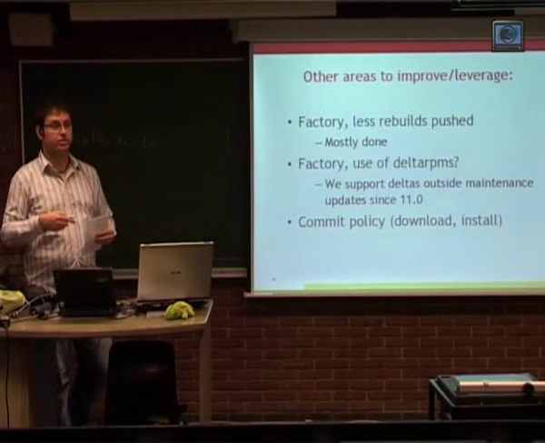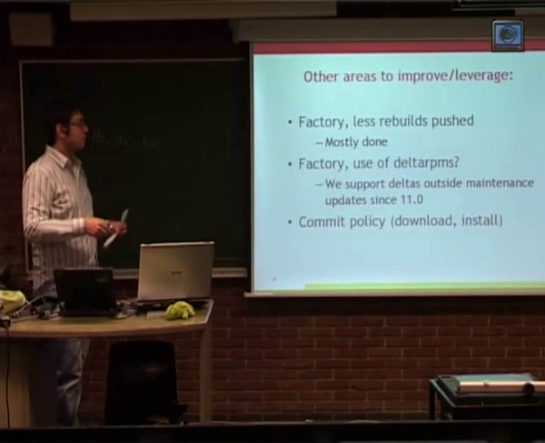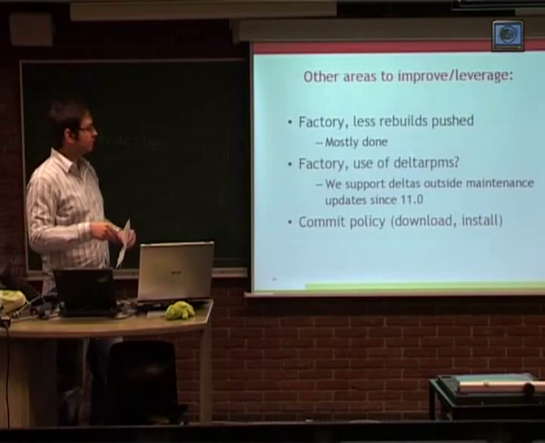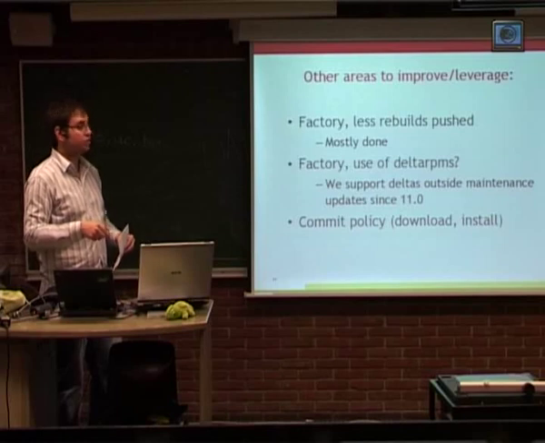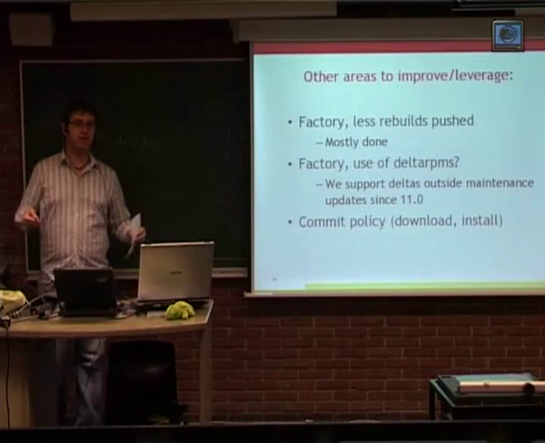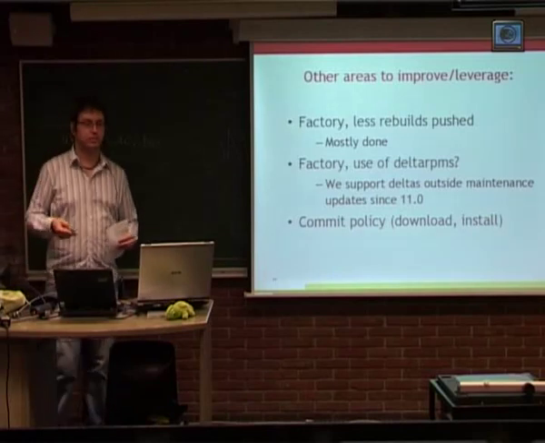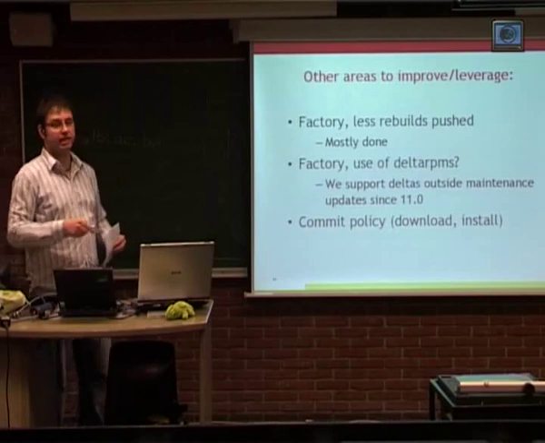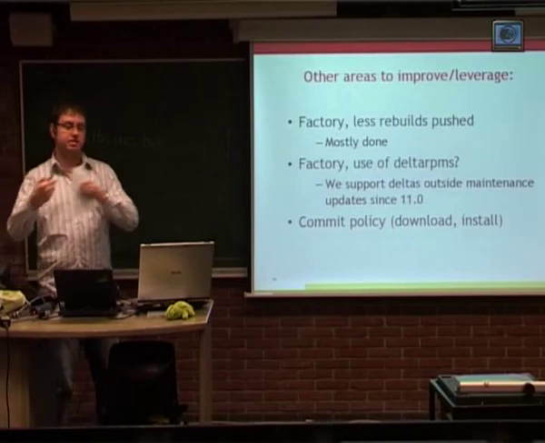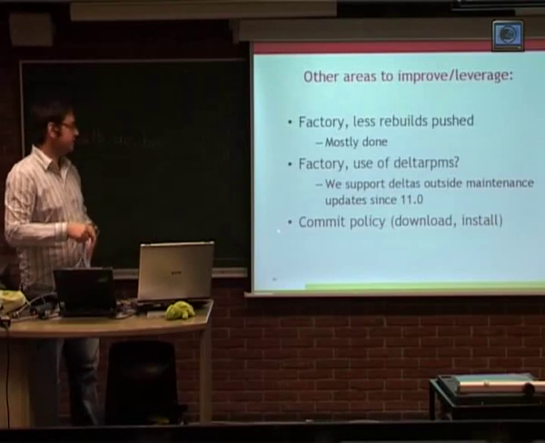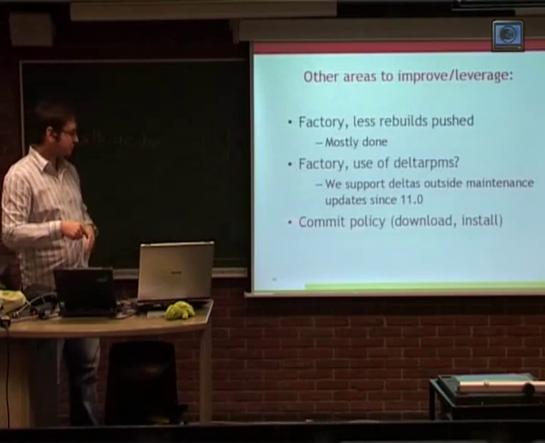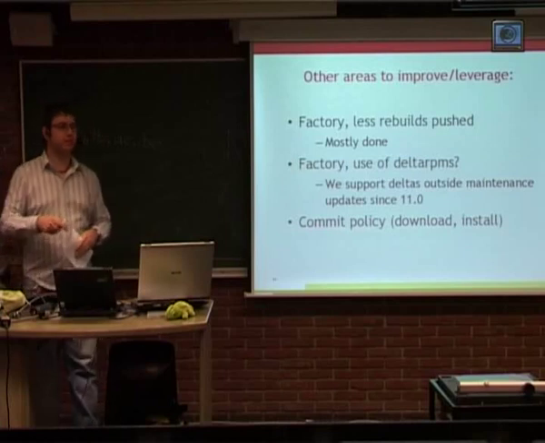It was done last week. You can see the blogs out there. We could use Delta RPMs in factory, and that's part of the infrastructure we have since 11.0. You can use Delta RPMs in any repository, even if you don't have patches in that repository. And we could use that for Delta, at least from the latest factory state, we could offer Deltas for the people.